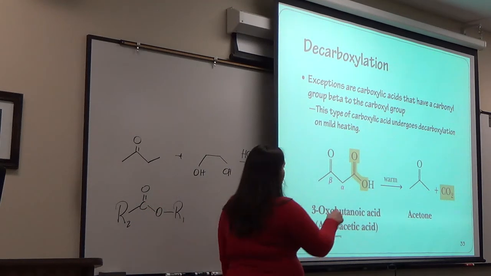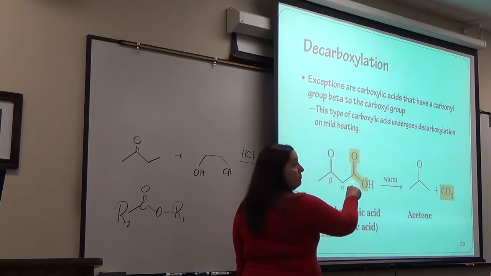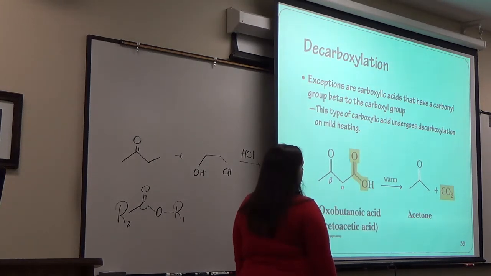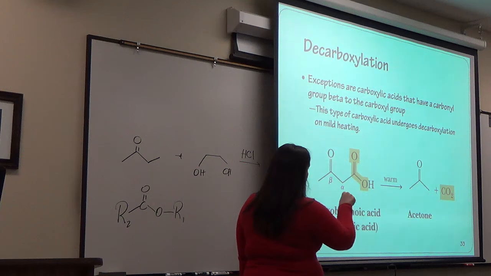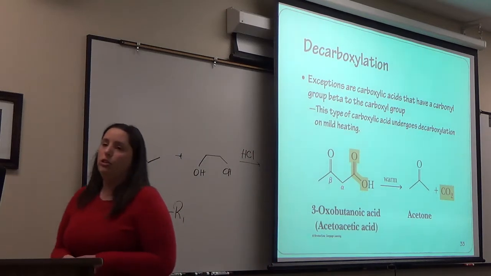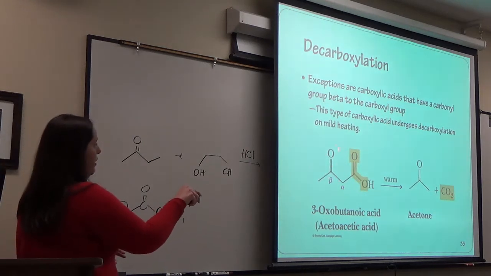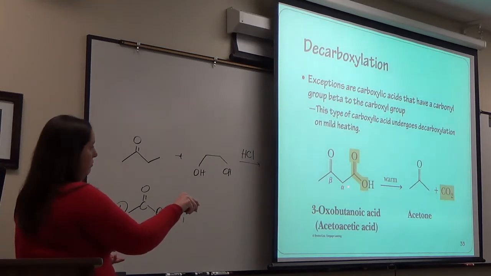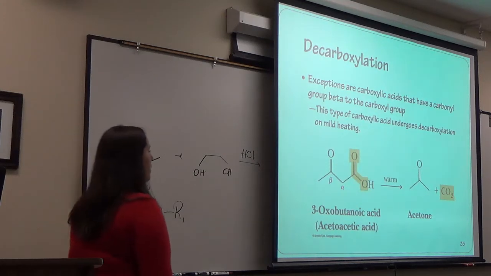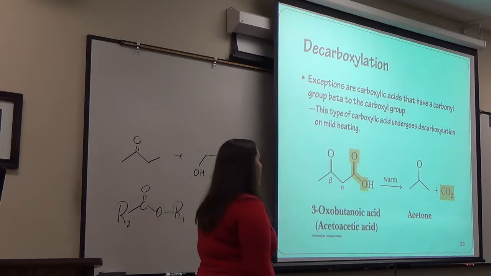So what happens is that it's going to allow for a resonance to happen here. This is a very reactive place, this alpha position right here between two carbonyls. That's going to be key for chapter 19 also, these beta keto acids. That's what we call beta keto, ketone, acid. So that's really where the decarboxylation will come into play in chapter 19.